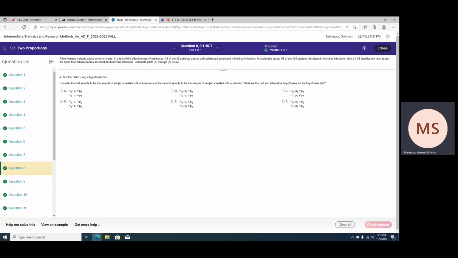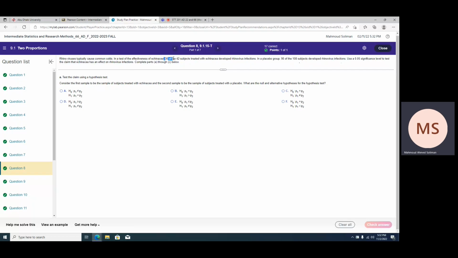Okay, let's continue. So here we have rhinoviruses. Rhinoviruses typically cause common colds. And then we tested effectiveness. Okay, so this is the first virus, I think. Or the treatment maybe. Yeah, this is the treatment. So 35 of 42 treated with this developed rhinovirus infection. And in the placebo, 95 of 108 developed the virus.